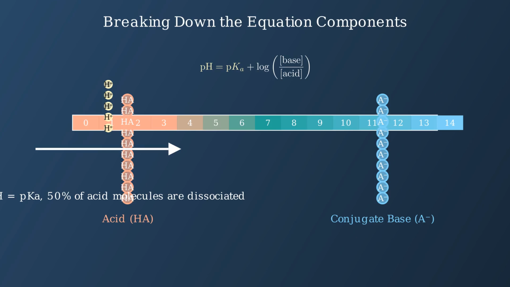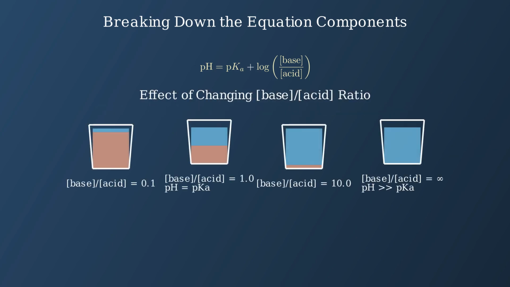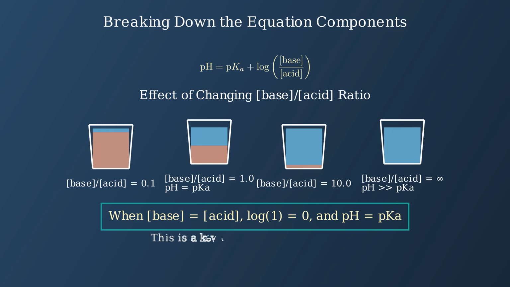When pH equals pKa, exactly half of the acid molecules have dissociated into their conjugate base form plus hydrogen ions. The ratio term represents the concentration of the conjugate base divided by the concentration of the undissociated acid. As the ratio of base to acid changes, the pH shifts accordingly. When the concentrations are equal, the ratio equals 1 and the logarithm term becomes 0. When the base and acid concentrations are equal, the logarithm term becomes 0 and the pH exactly equals the pKa. This is a key principle in designing effective buffer solutions. Understanding these components of the Henderson-Hasselbalch equation helps us predict and control pH in buffer solutions.